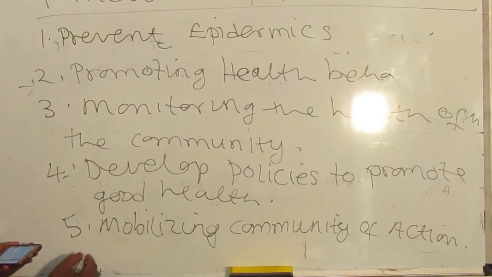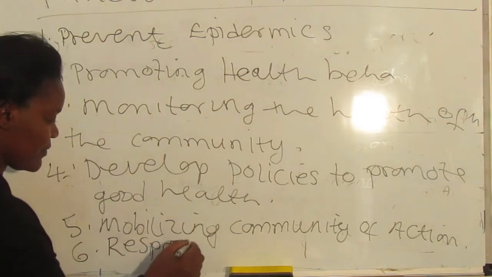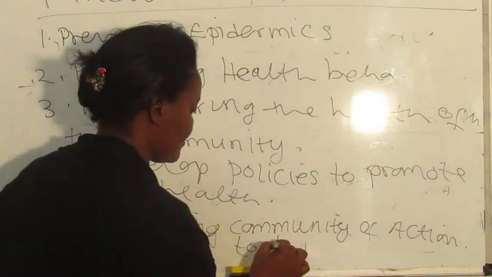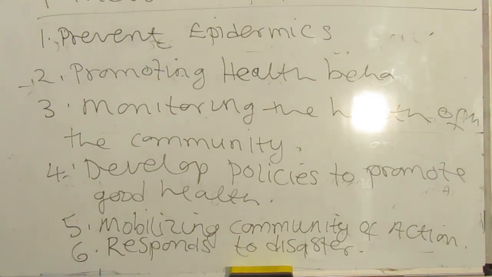Then, though I may not exhaust all the points, the last one is response to disaster. The function of public health specialists is to respond to disasters. These can be various disasters, natural disasters or man-made disasters. For example, we had a recent disaster in Mozambique where there were heavy downpours and a lot of floods. A lot of people were stranded because their homes were destroyed. So that is an example of a disaster.